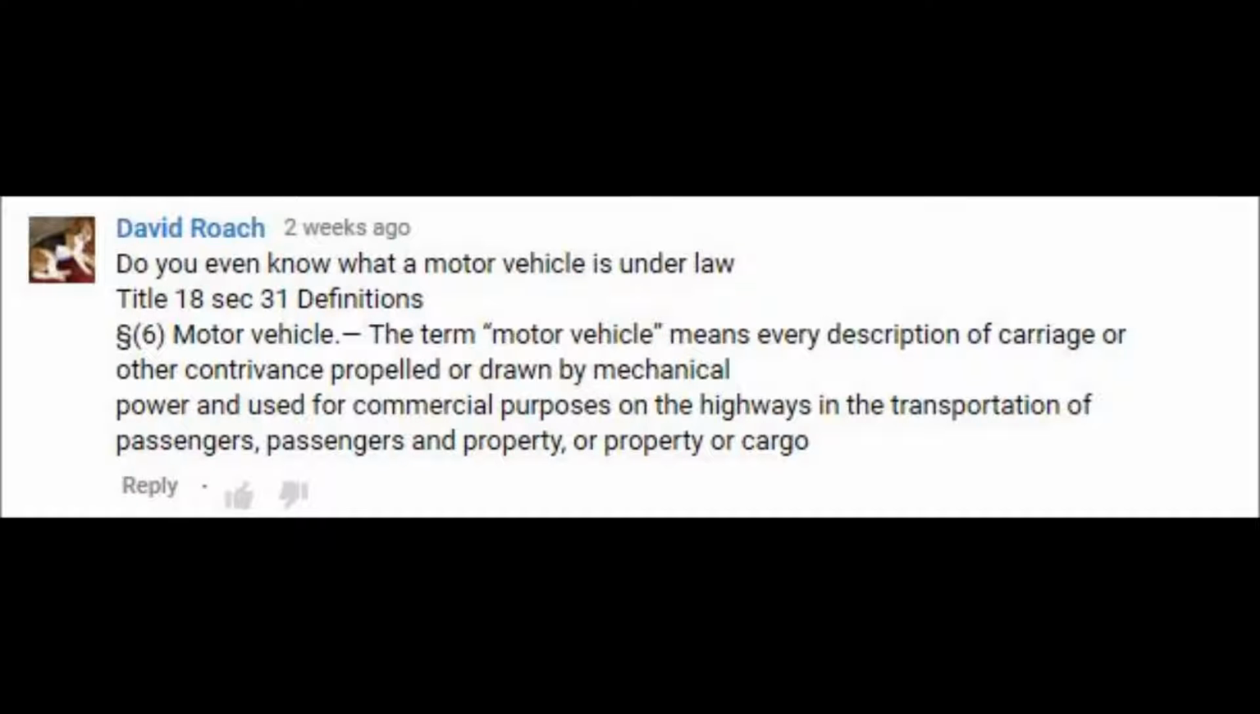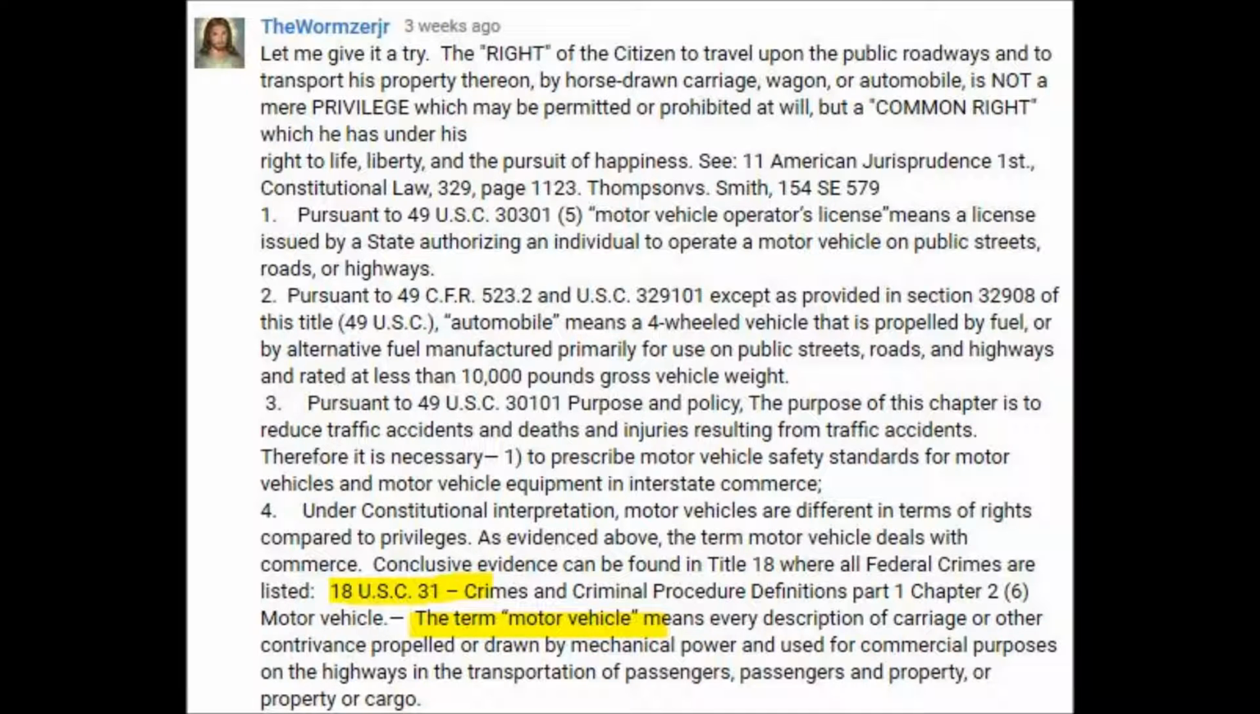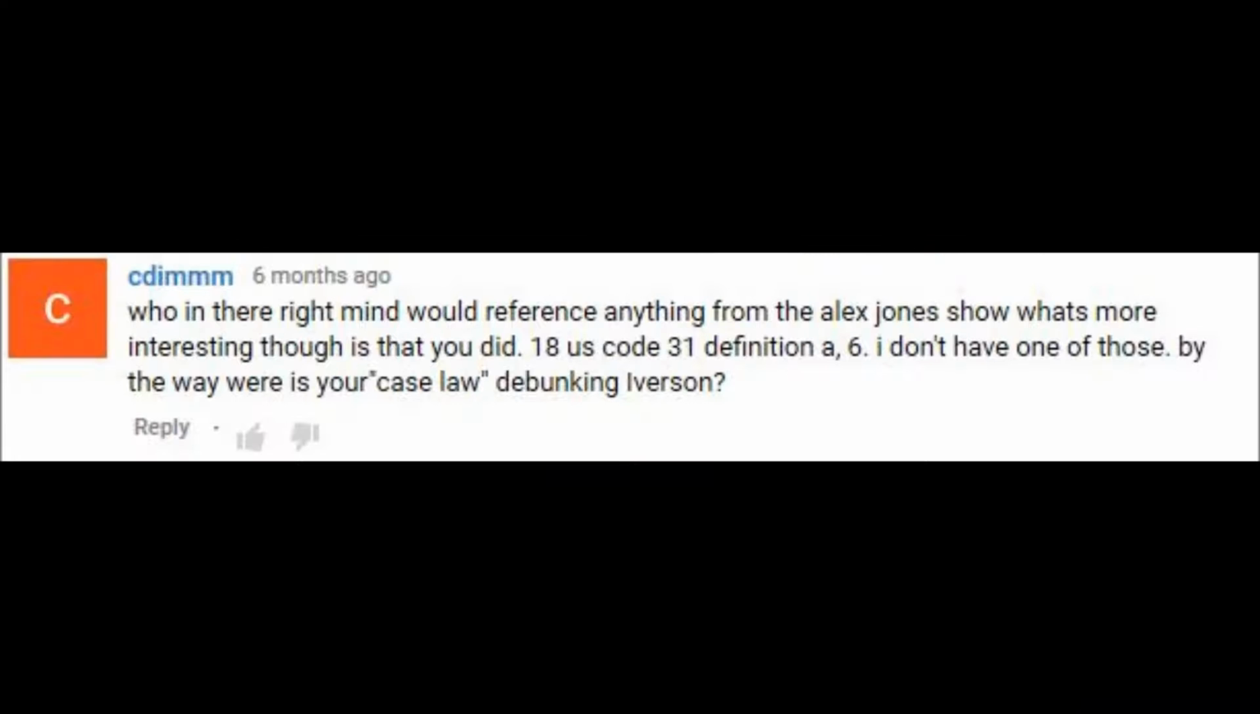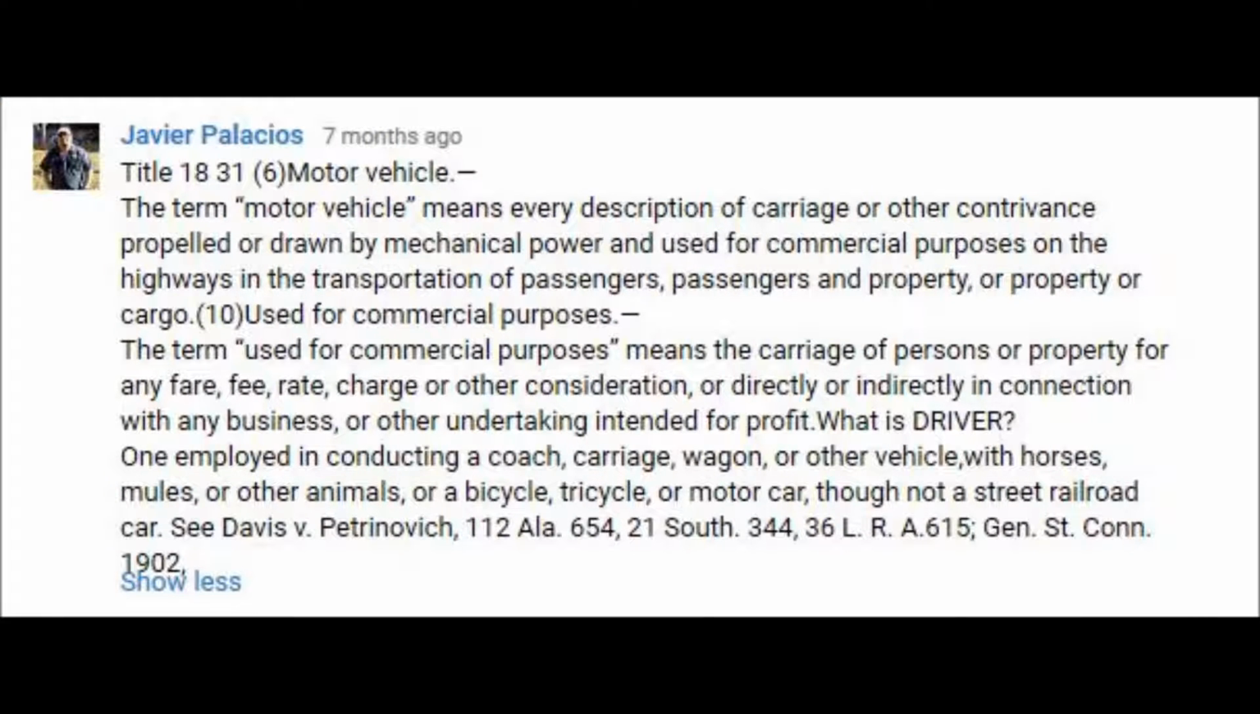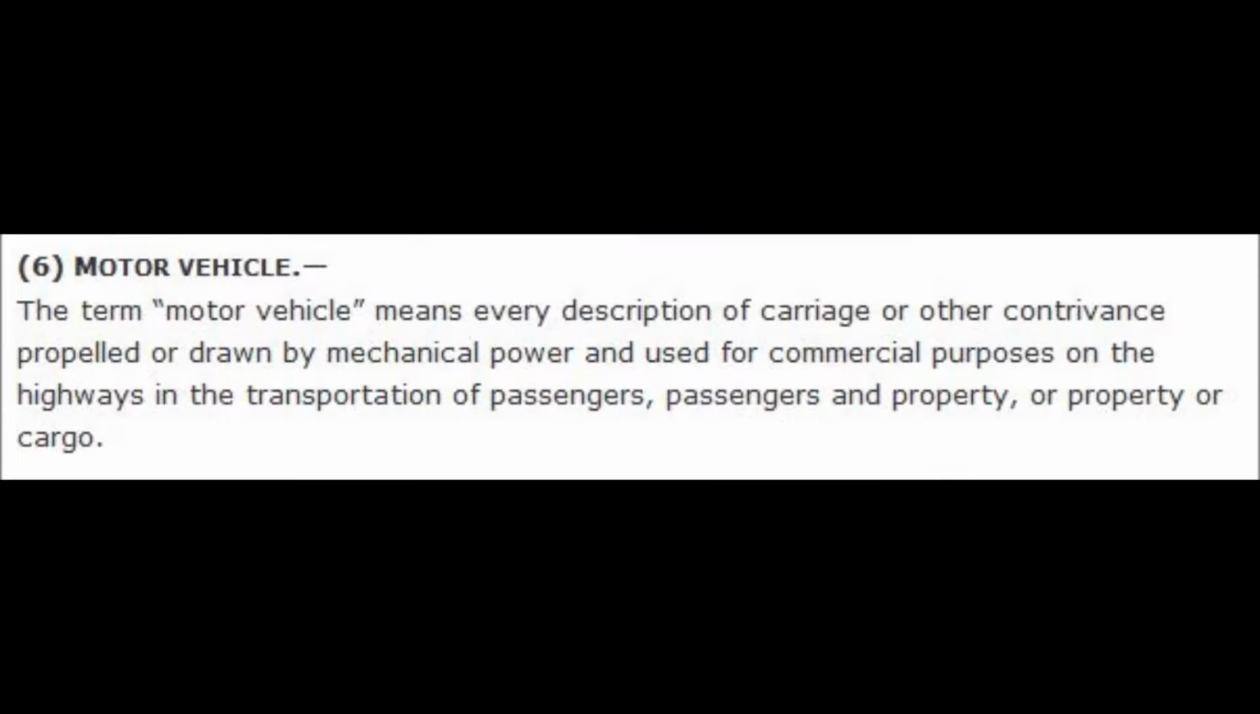Okay, so if you've talked to sovereign citizens online about right to travel, eventually they will bring up the definition of motor vehicle used in Title 18 USC. And it's a very common myth among the sovereign citizen community. It has been brought up in the comment sections of my channel so many times I can't. This is just a small collection of how many people have brought it up. Now, to start off with, they're half right.